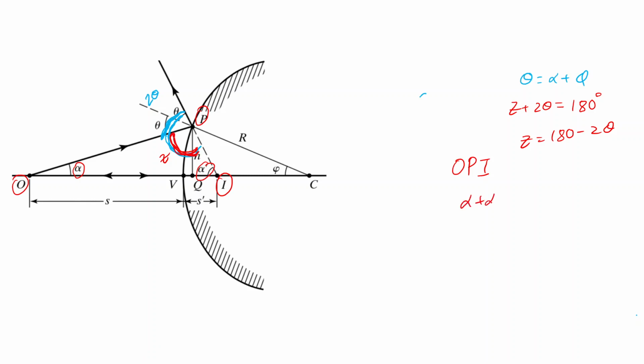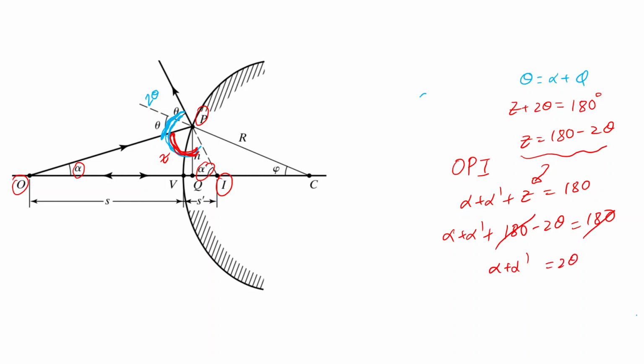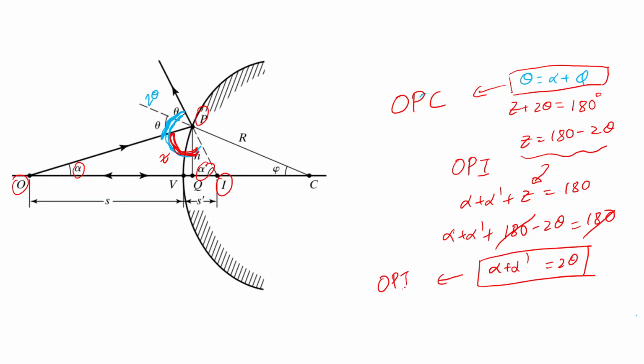So I have alpha plus alpha prime plus Z is equal to 180 degrees. Or if I plug this in here, then I would have alpha plus alpha prime plus 180 minus 2 theta is equal to 180. This cancels out, and I would get alpha plus alpha prime is equal to 2 theta. So essentially we got this by looking at triangle OPC, and this by looking at triangle OPI. We derived these two relationships, and let's see what we can do with them.